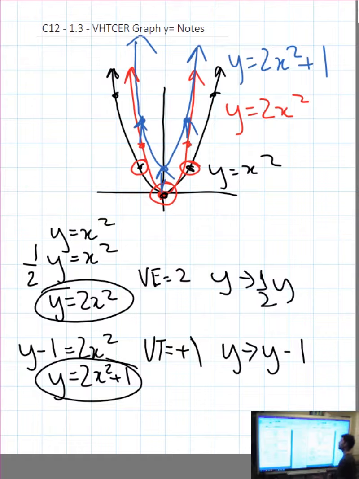Doing multiple steps, usually they're going to give it to you in the proper order where we do the multiplications and the divisions before the additions and subtractions. But a little bit later we're going to get to what happens if we don't.